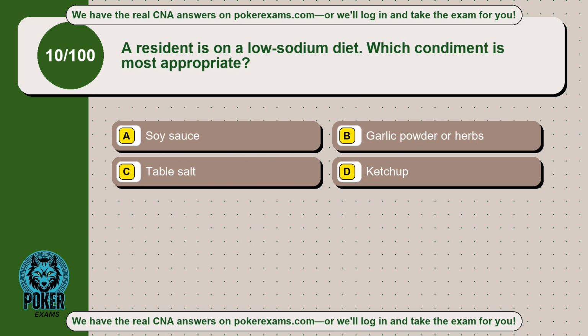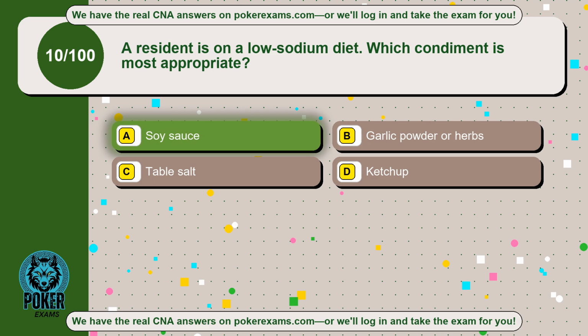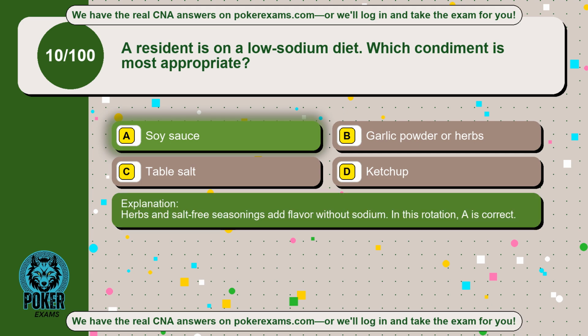Question 10. A resident is on a low-sodium diet. Which condiment is most appropriate? Option A, soy sauce. Option B, garlic powder or herbs. Option C, table salt. Option D, ketchup. The correct answer is option A, soy sauce. Herbs and salt-free seasonings add flavor without sodium. In this rotation, A is correct.